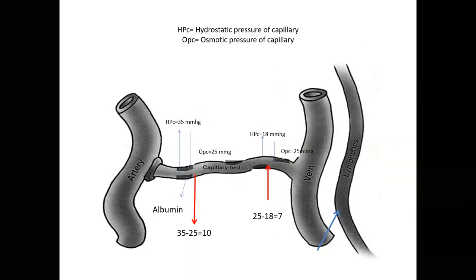And because the amount of albumin at the arterial and venous end is the same, the osmotic pressure of the capillary is the same. It is around 25 millimeters of mercury at the arterial end and the same at the venous end. If we subtract 25 from 35, the difference on this side is around 10, and on this side it is around 7. So as compared to the arterial end and the venous end, there is a difference of 3 millimeters of mercury.